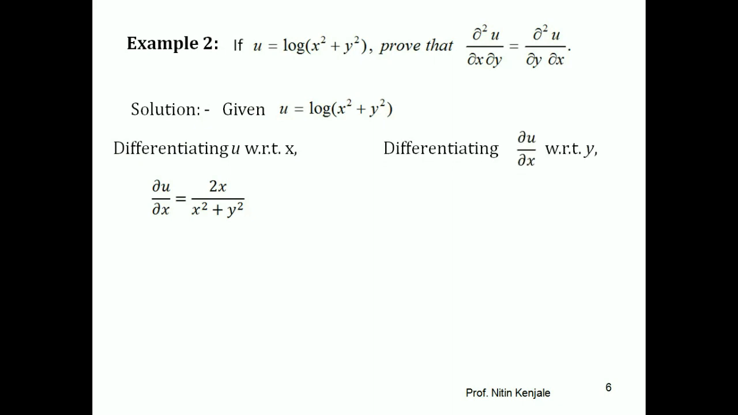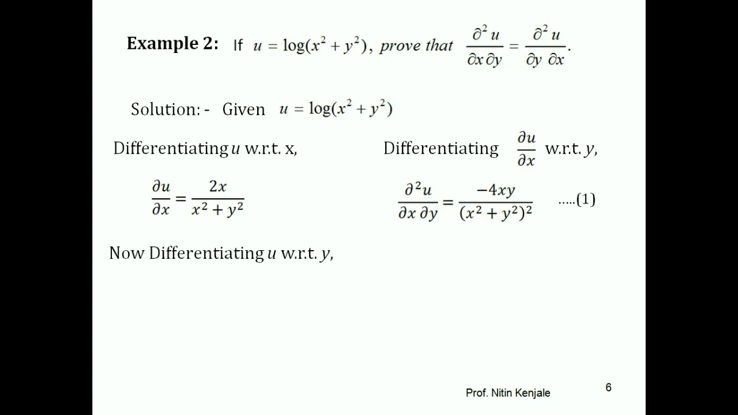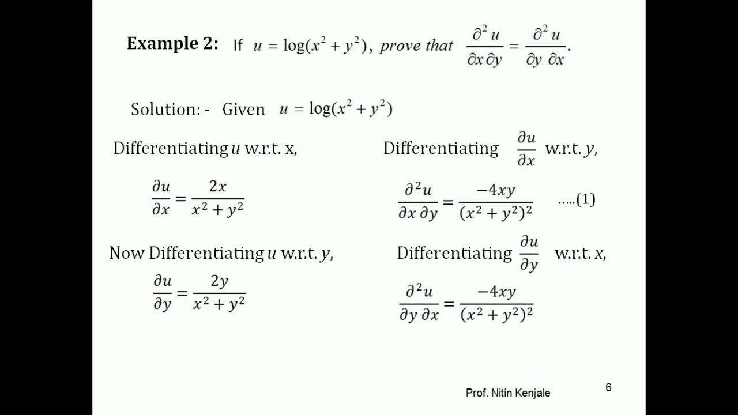Now differentiating ∂u/∂x partially with respect to y, we get ∂²u/∂y∂x is equal to minus 4xy whole divided by x square plus y square the whole square. We label this as equation number 1. Now differentiating u with respect to y, we get ∂u/∂y, and differentiating ∂u/∂y with respect to x, we get ∂²u/∂x∂y. We label this answer as equation number 2.